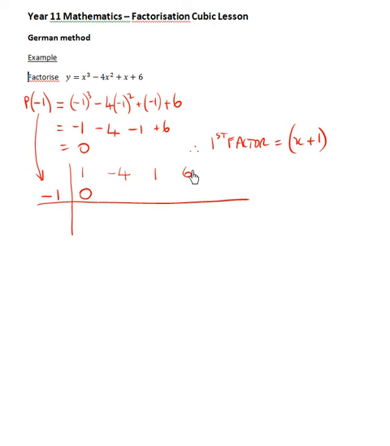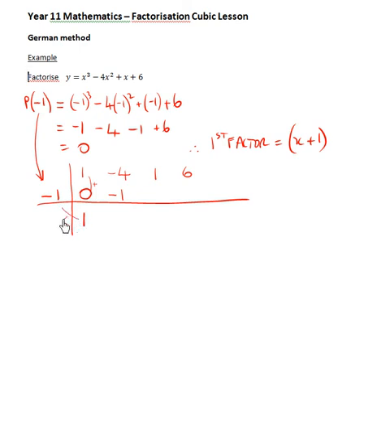Now, the next bit is a little bit weird, but essentially you add 1 to 0 and you put the result underneath. Then you multiply that negative 1 by the 1 that you've just created, which equals minus 1, and you put the result of that multiplication underneath the minus 4. So you add 1 and 0 and you put the result underneath it.